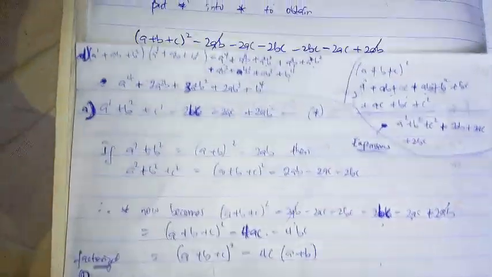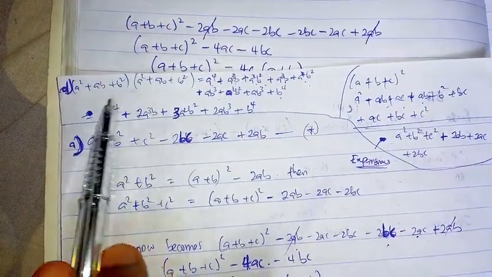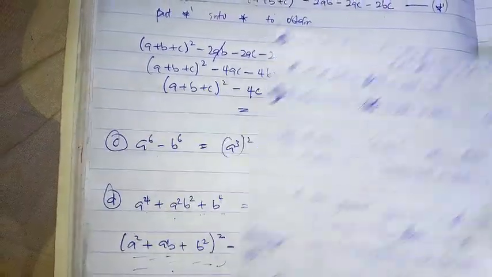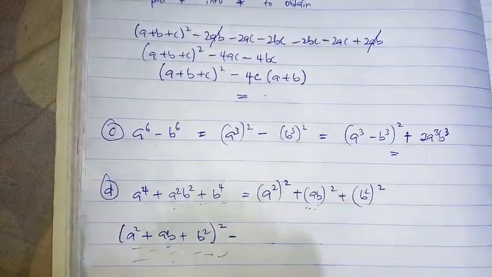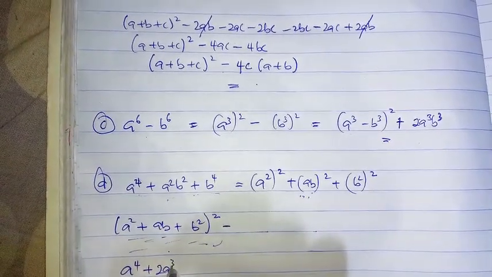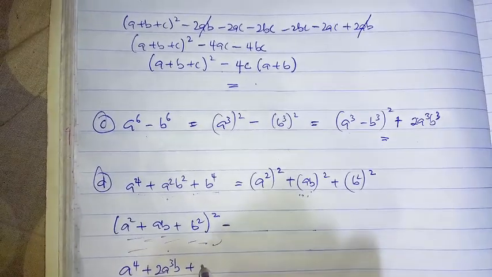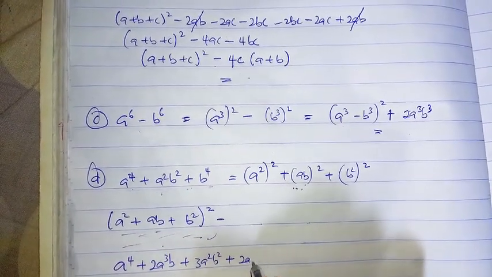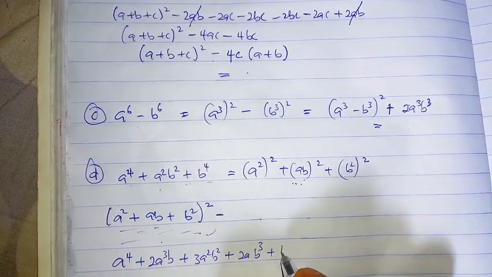Let me just bring in the paper for you guys to see. If I expand that, I got this. So let me pull it out. That's a raised to power 4. I'll come back up. That's a raised to power 4 plus what? 2a cubed b plus 3a squared b squared plus 2ab cubed plus b raised to power 4.